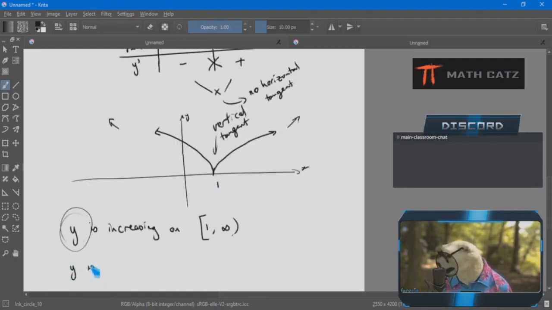And then y is decreasing on negative infinity to 1. Include it. By comparing any 2 points, and 1 happens to be one of those 2 points, it's going down. It's part of that interval. So always write these sentences. I just forgot. Okay.